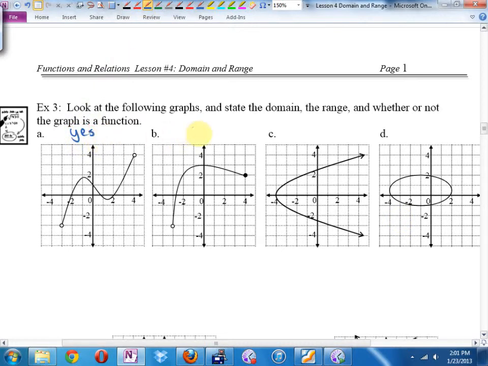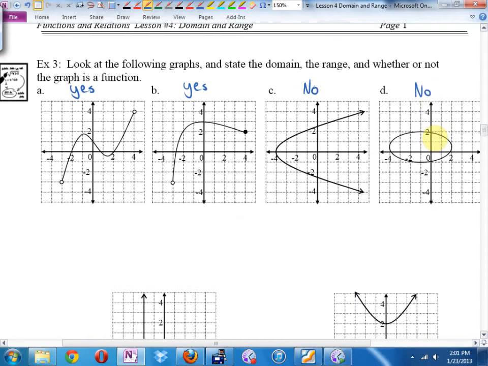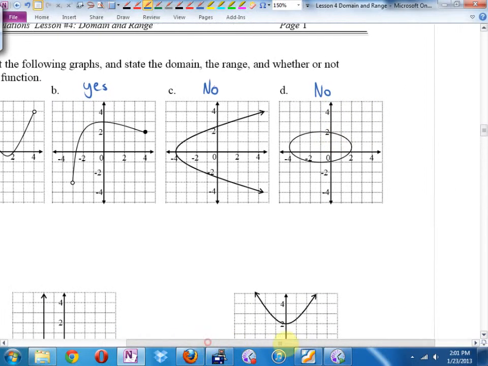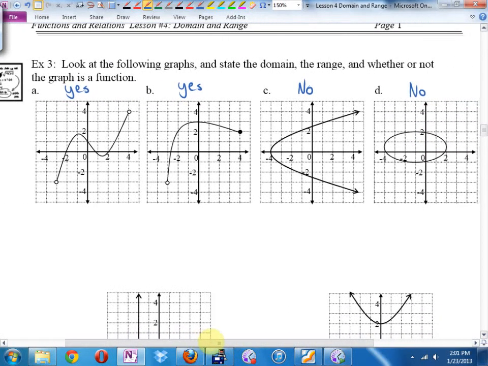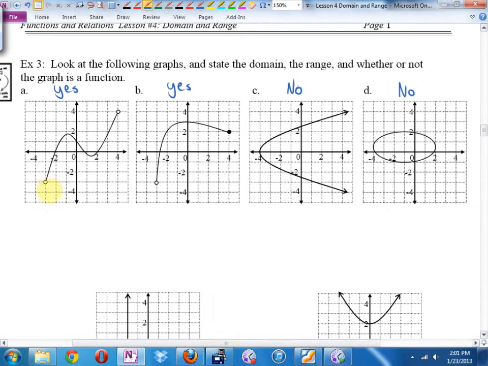Is B a function? Is C a function? Nope. Is D a function? No. Let's see, is there just 4? Yeah. Let's see if we can get the domain and the range.